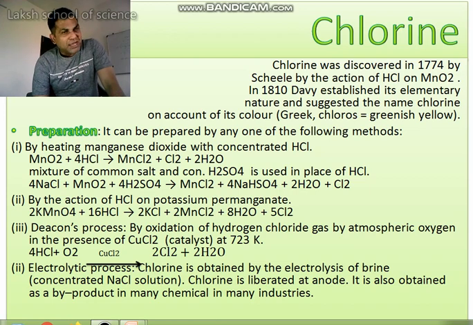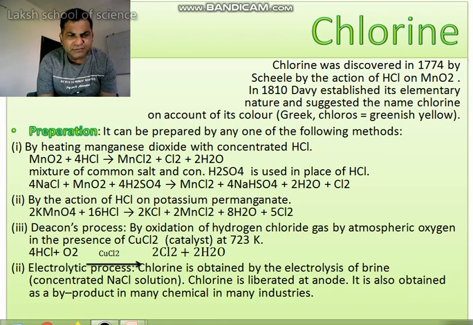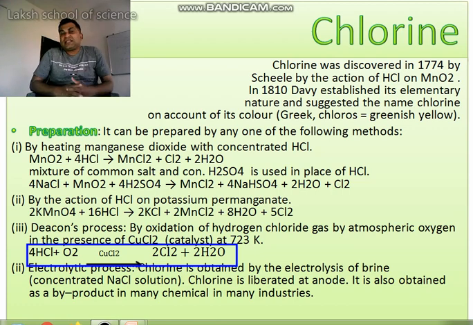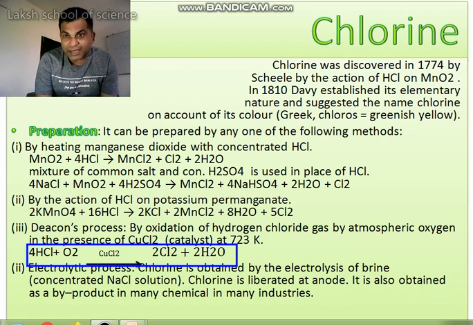Now we are going to talk about the same thing, but how it is made industrially. Industrially, chlorine is made by the Deacon process. In the Deacon process, it is very simple: oxidation of hydrogen chloride gas by atmospheric oxygen in presence of CuCl2 catalyst. And dear students, this reaction is most important for examination. It is mostly asked as a complete the chemical reaction. So HCl plus O2 gives Cl2 in presence of CuCl2.